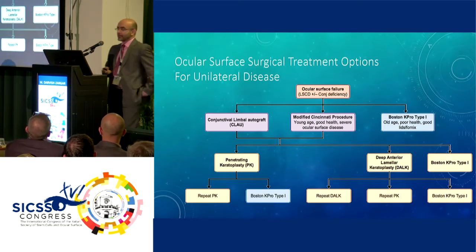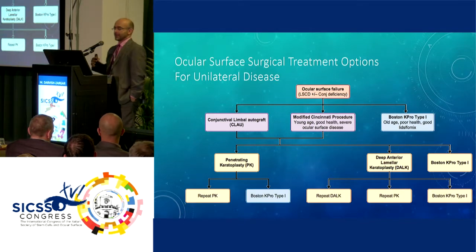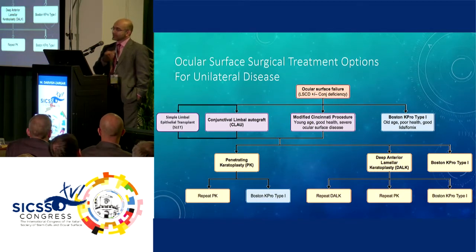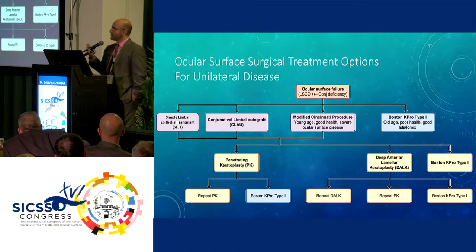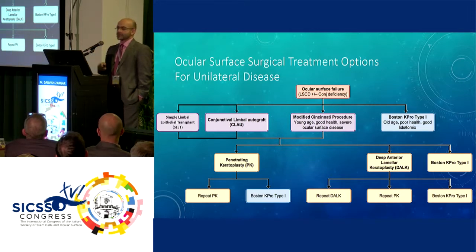Jumping right into this, this is the CEI approach to ocular surface treatment options for unilateral disease. What we see is, once you have ocular surface failure, you have several options. You can go for a CLAU, the modified Cincinnati procedure. Maybe we can add SLET to this, although the data Dr. Holland just showed may not agree with this. Then moving on to the Boston K-Pro, that could be a possible primary option, but with an asterisk.